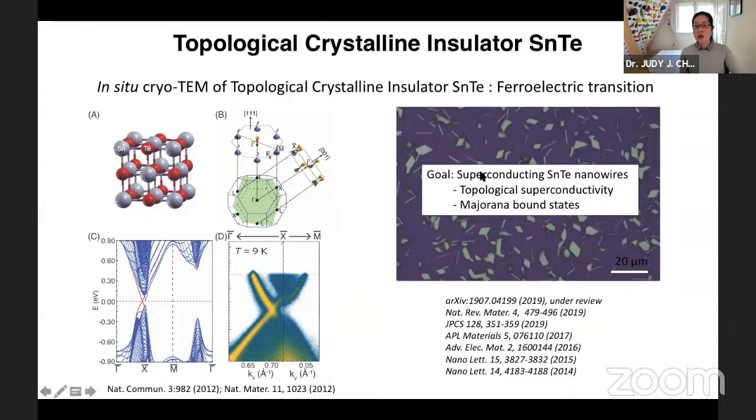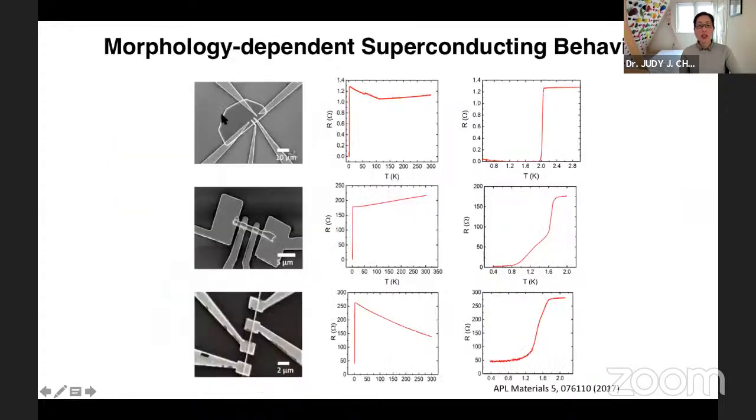And then the central goal is to induce superconductivity in these nanowire forms. That's because we think that this can be a materials basis for realizing topological superconductivity and to observe Majorana bound states. So indeed, we have achieved superconductivity in these tin telluride nanostructures by doping them with indium. And you can see the onset of superconductivity in these various structures. But the key question here is actually, how does the structural transition affect this superconductivity and eventually affect the topological superconductivity?